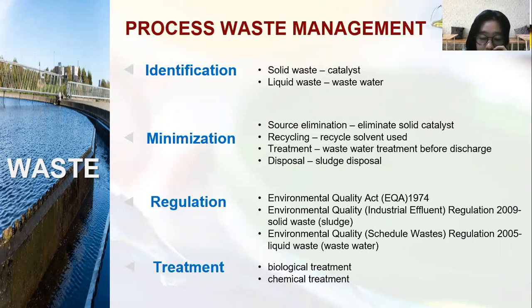So under this EQA, two main types of regulation which are related to our process waste management will be the Environmental Quality Industrial Effluent Regulation 2009, which we use for solid waste, which is the sludge. And the other one is the Environmental Quality Scheduled Waste Regulation 2005, where we use it for our liquid waste, which is the wastewater. So we have decided to use biological treatment and chemical treatment to treat our wastewater.